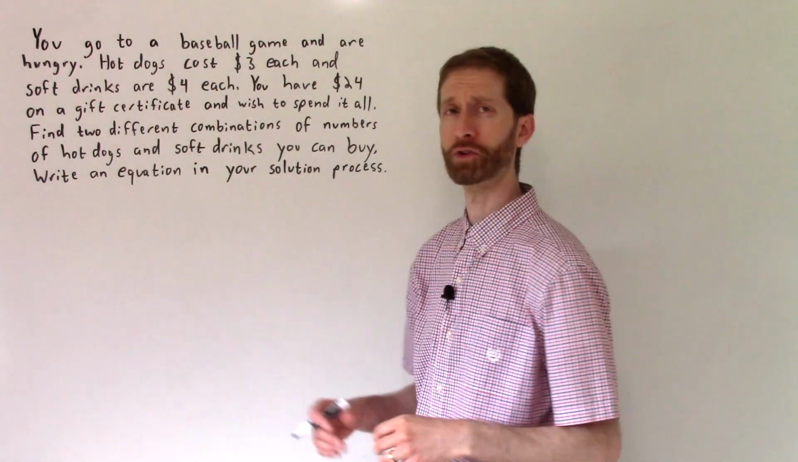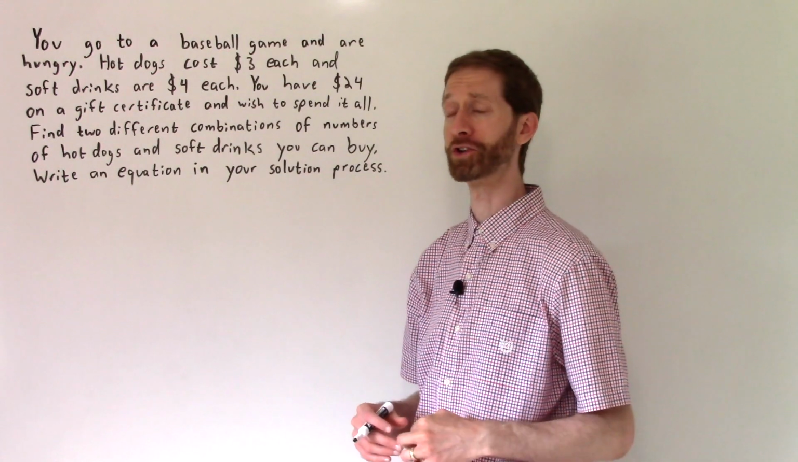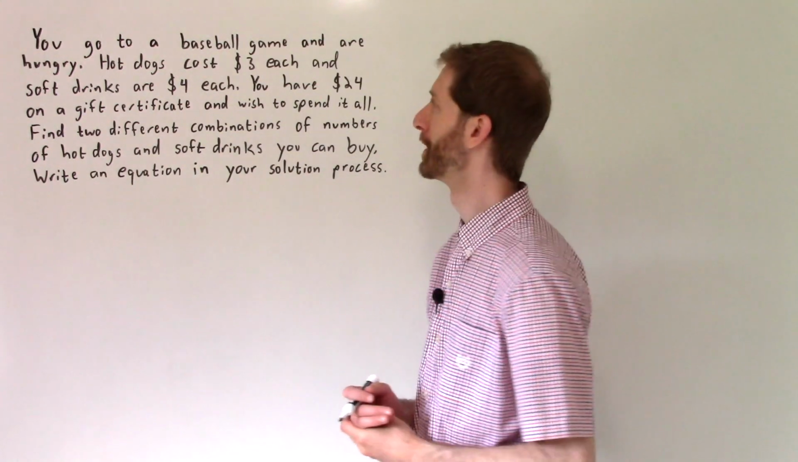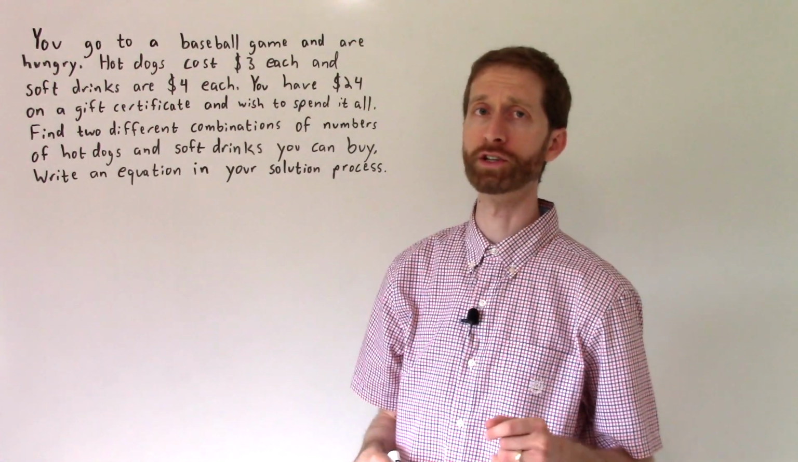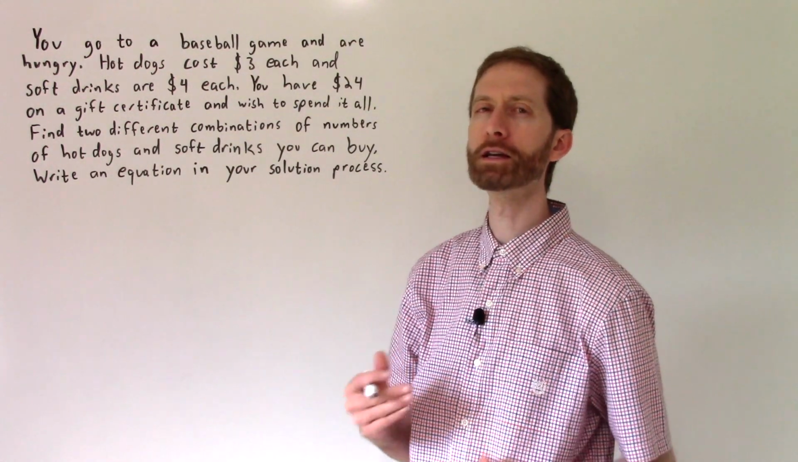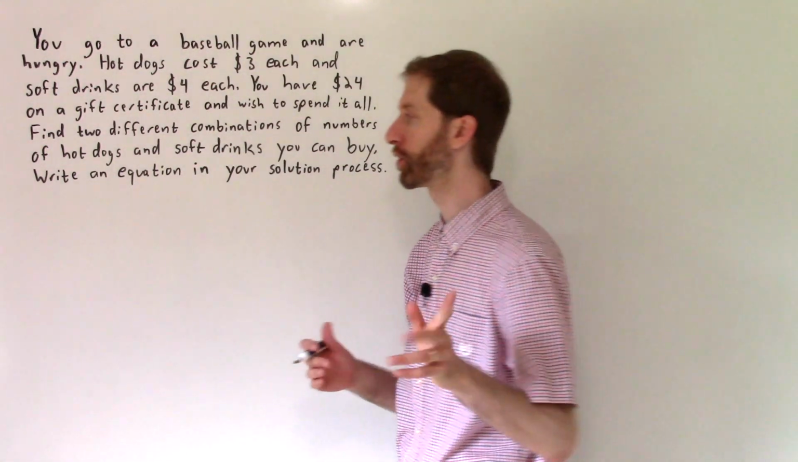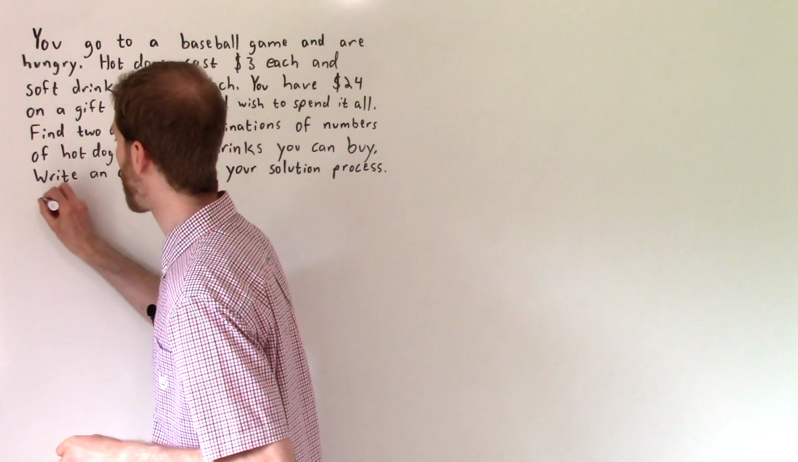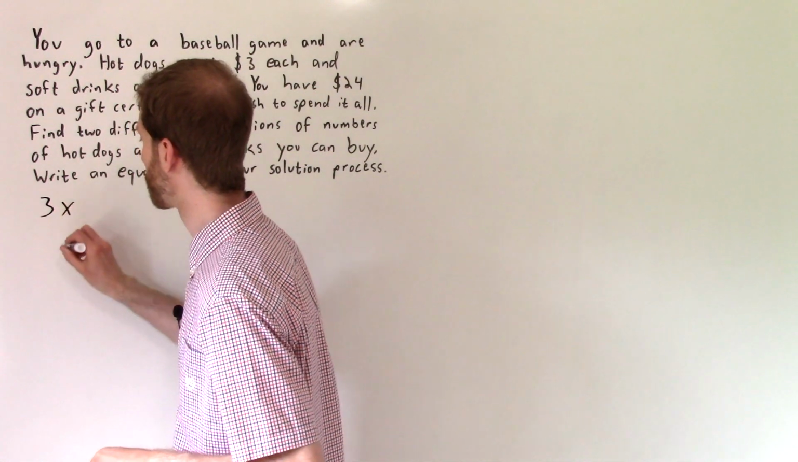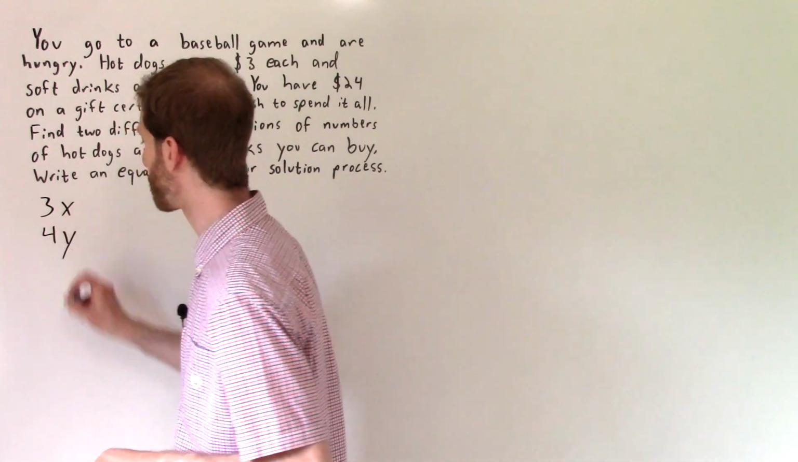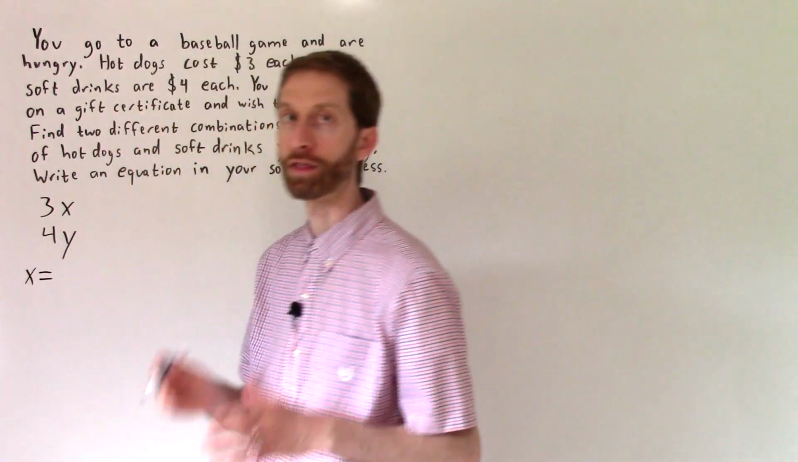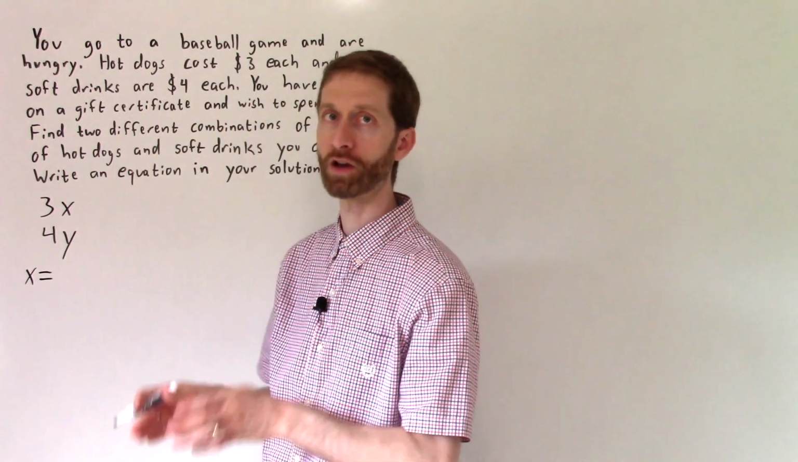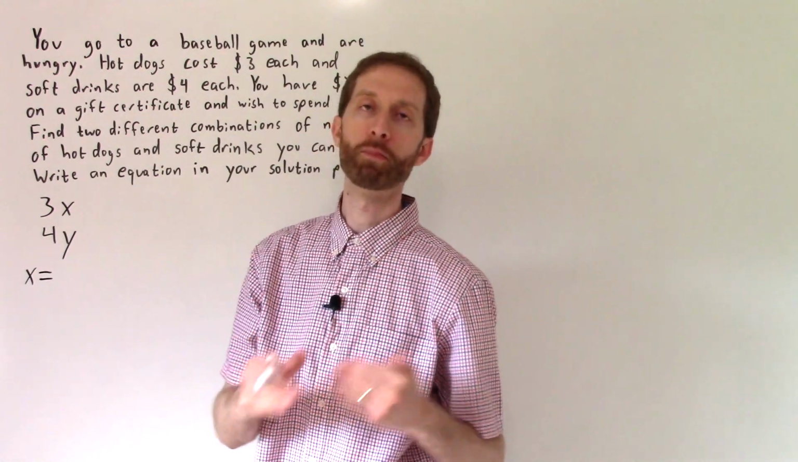Sweet. That first sentence means nothing, and we're not going to translate anything from it other than you're hungry. Hot dogs cost $3 each and soft drinks are $4 each. So right away, I'm translating along the way that I might have $3, let's do 3x and 4y. And I'm going to define what x and y are. It's just something that comes up in my head. $3 per number of hot dogs, $4 per number of soft drinks.